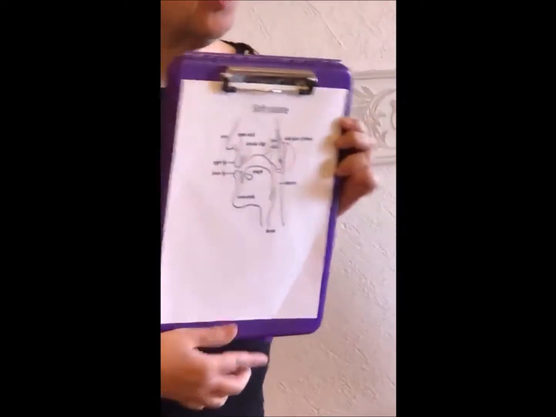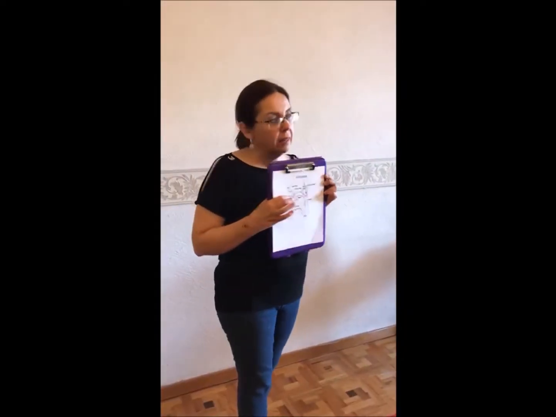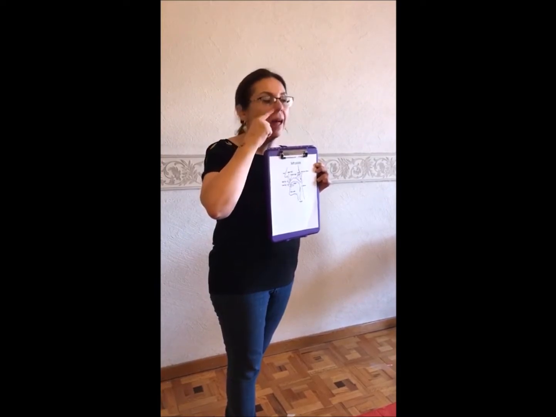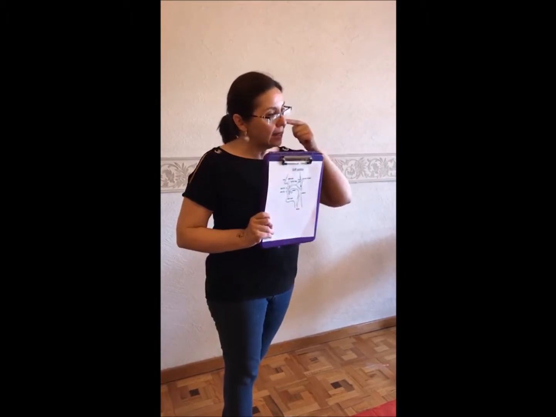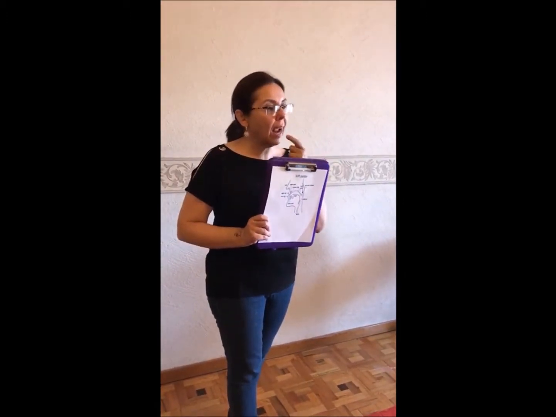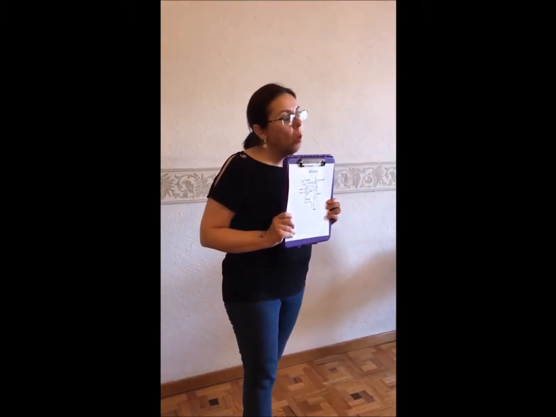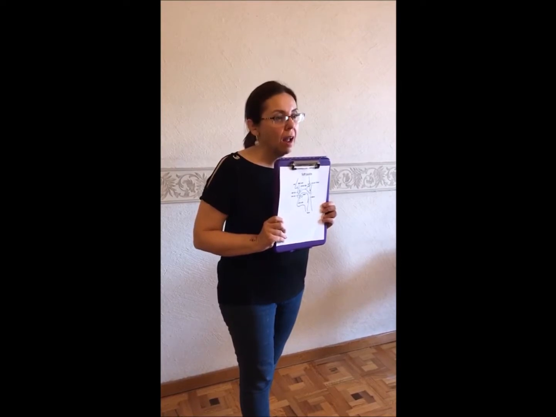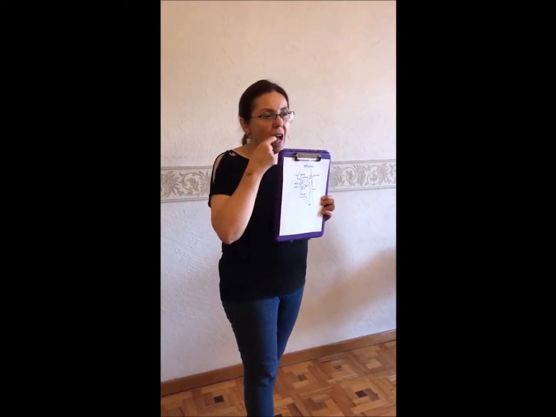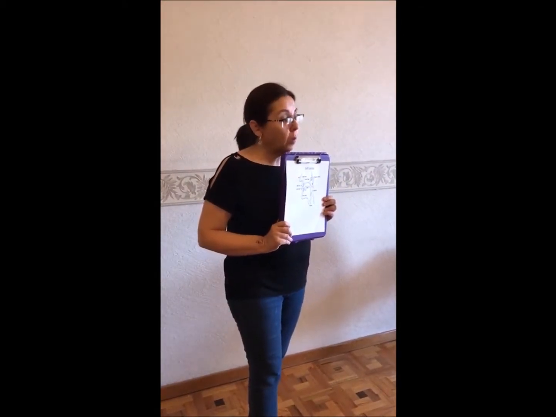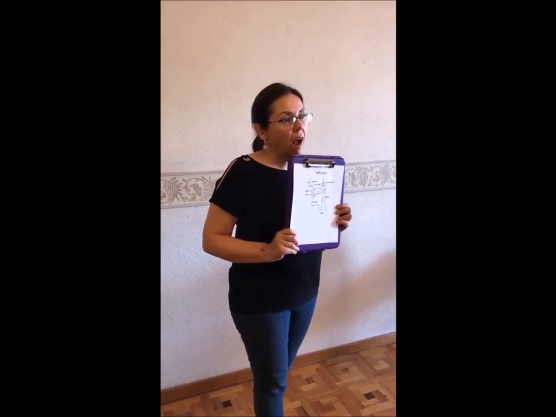Now let's continue with the soft palate. The velum or soft palate is in a position that allows air to pass through the nose and through the mouth. Its main function is to separate the nasal cavity from the oral cavity in order to produce oral speech sounds. When we make the sounds k and g, the tongue is in contact with the lower side of the velum, and we call these velar consonants.